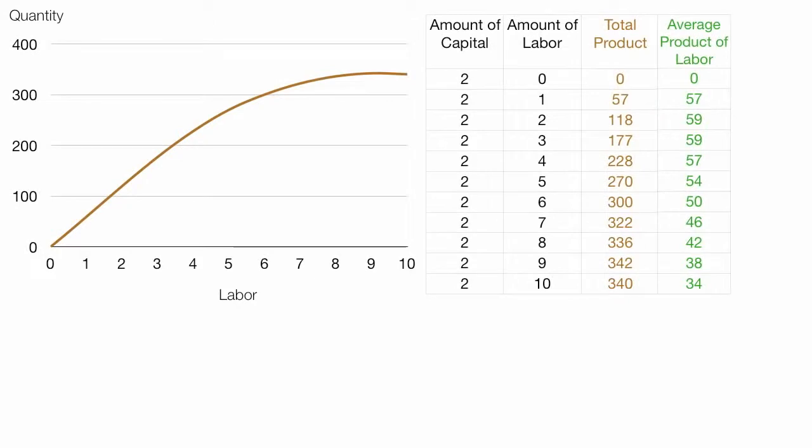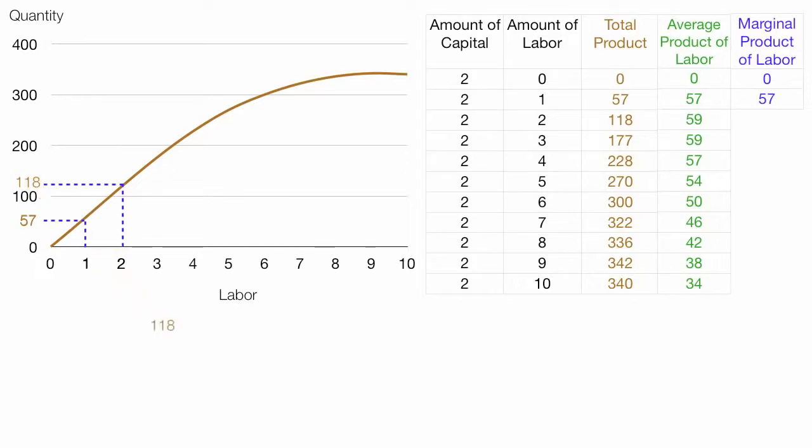And now I'm going to calculate marginal product of labor. It's a little bit different than average product of labor. Let me start with one labor unit. And that equates to a total product or quantity of 57. Now if I move to 2 labor units, that equates to total product or quantity of 118. So I added 1 labor unit, and the question is how much was quantity increased?